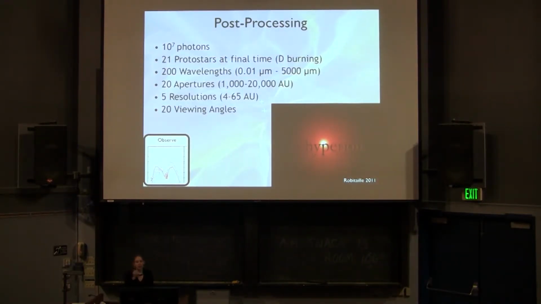Okay. So once we have the simulations, we post-process them. For these different sources, we use 10 to the 7 photons. At the final time, there are about 21 protostars, those that were actually burning deuterium. We had 200 wavelengths between 0.01 and 500 microns, and 20 different apertures. We changed the aperture size to see the effect of variation of resolution. We had 5 different grid resolutions as we zoomed down from larger to smaller scales. And then we looked at all of the sources at 20 different viewing angles.